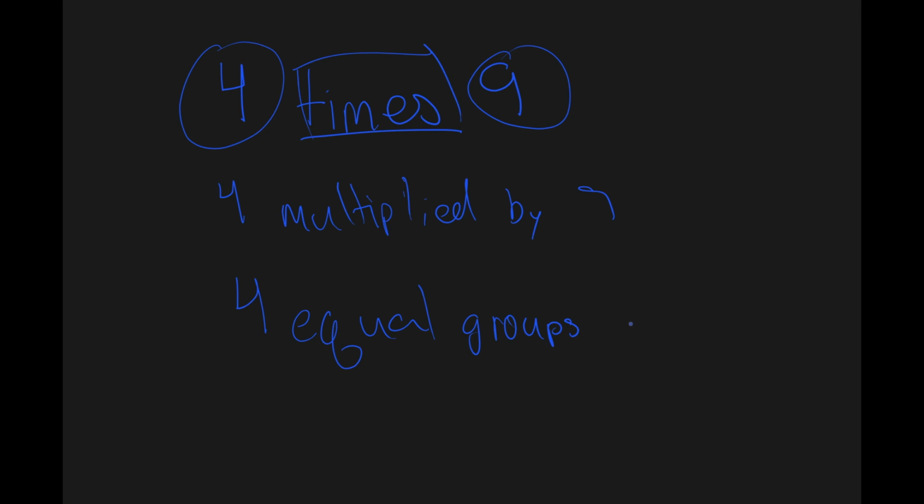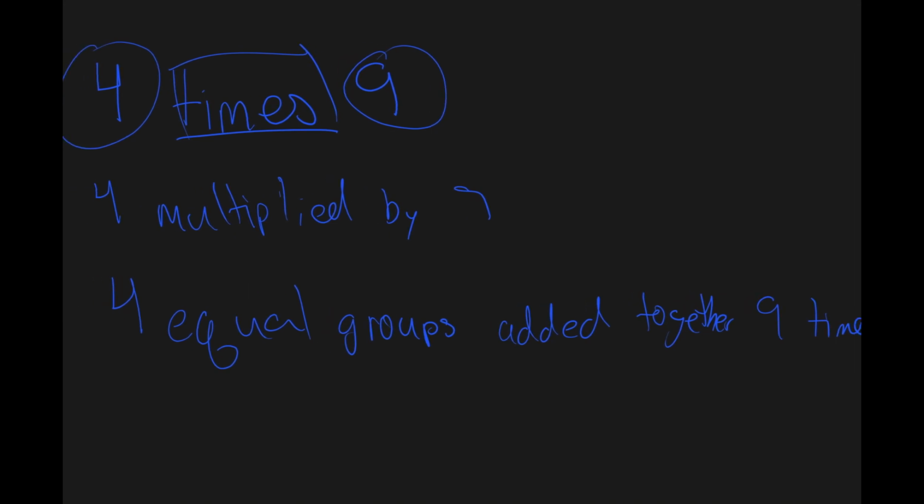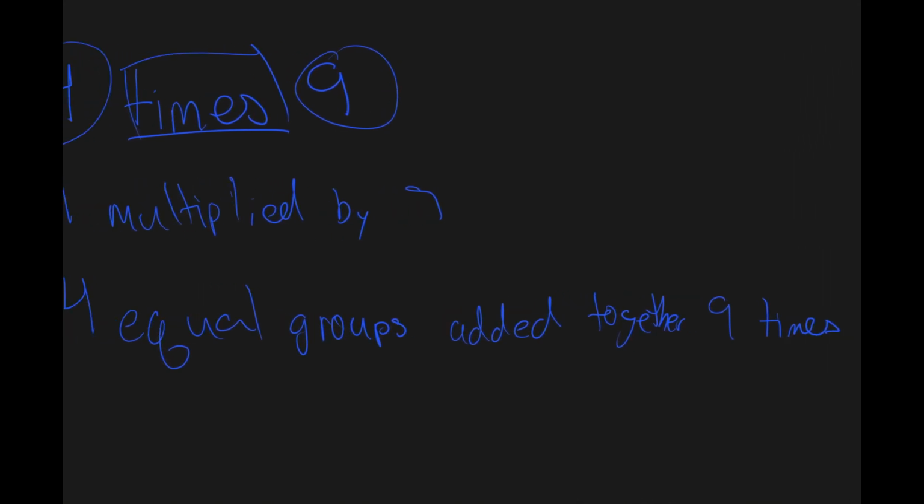Added together, and I ran out of space there. Sorry. Let's get a little more space. There you go. Now we're all smushed. 4 equal groups added together 9 times. Okay, now that was a big one. 4 equal groups added together 9 times.